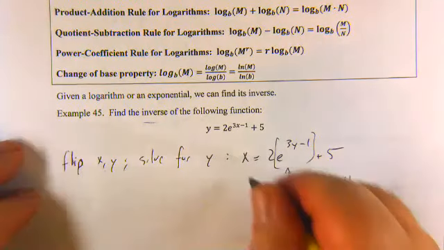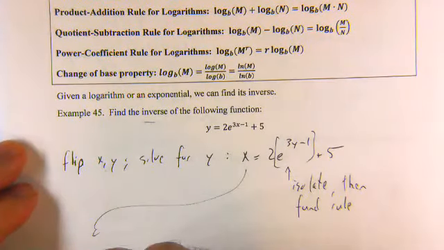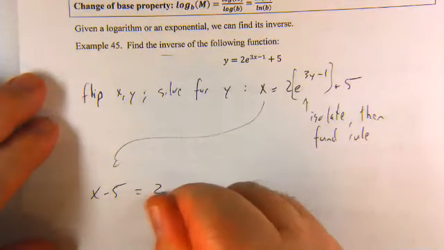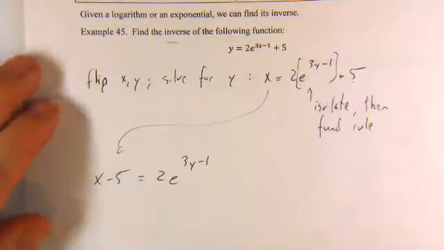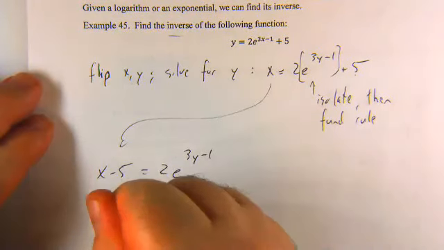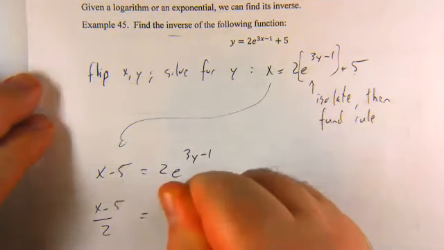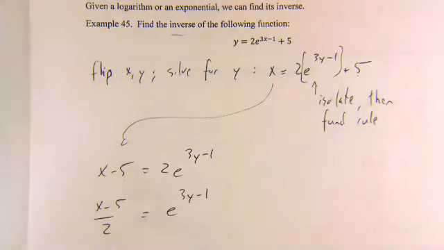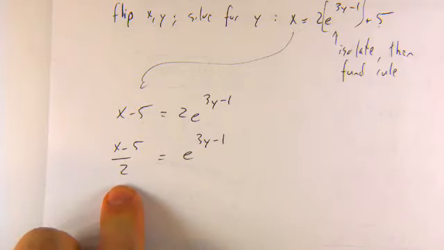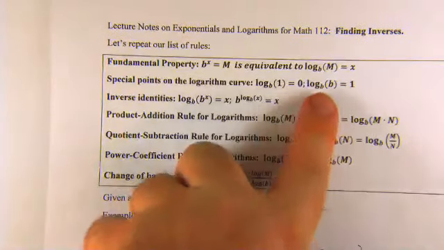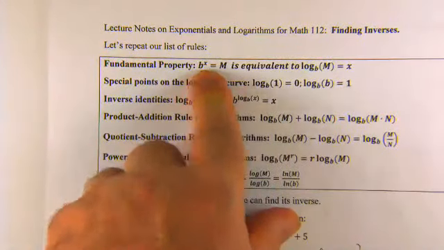So subtract a 5 from both sides. Okay. And 5 comes over. Divide both sides by 2. And now we can use the fundamental rule because we've got it all set up. Something to a power equals something. That's our fundamental rule here. We can turn it into a logarithm.